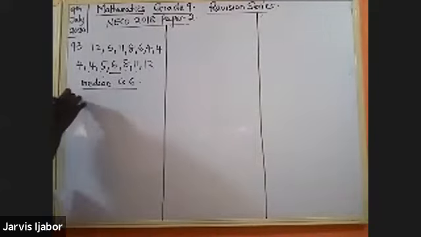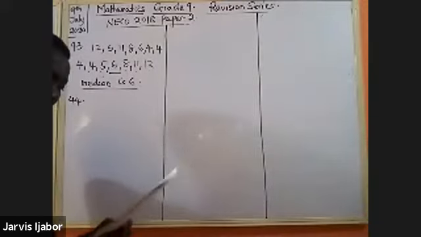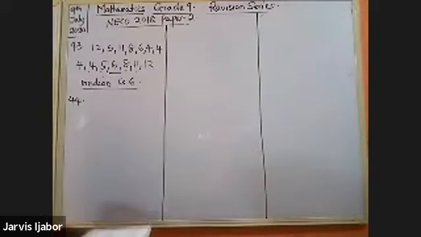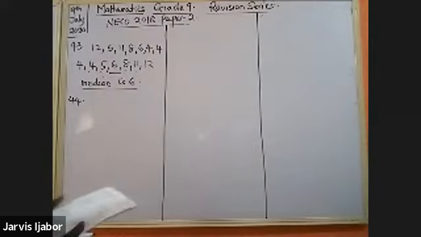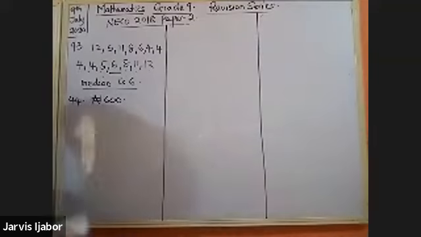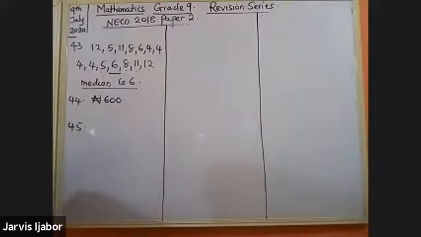Question 44. You are given a bar chart which you are seeing in your book, and you are told that the bar chart below shows the pocket money received by students in a class in a month. Calculate the mode. What is the mode? The mode is the pocket money that occurred the most. And if you look at the diagram, it's going to be what? 600. Because 600 has a frequency of what? 25 students.